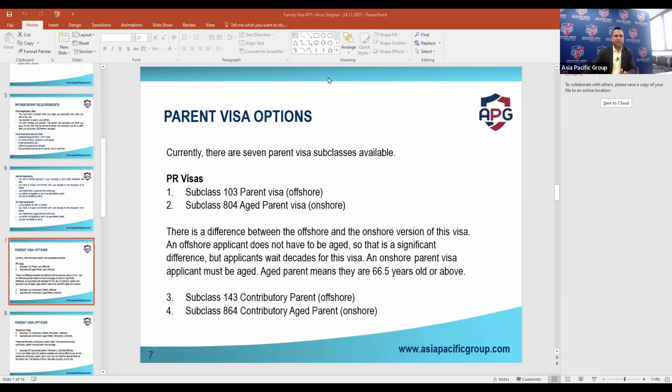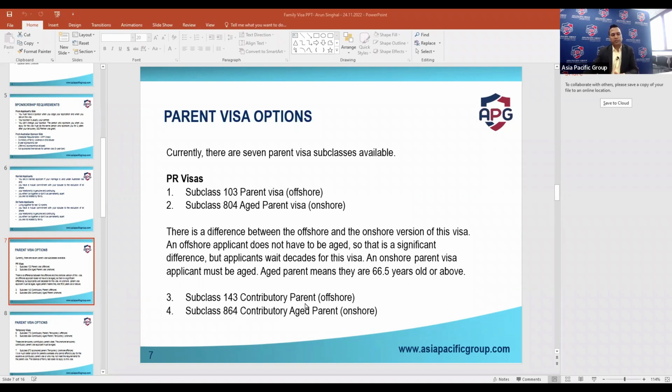The difference between the aged parent visa and the normal parent visa is that the aged parent visa can be applied for in Australia, and the parent will get a bridging visa for that application. For the 103 parent visa, which is an offshore visa application, even if the applicant is in Australia, they will not be eligible for a bridging visa. When we talk about aged, migration law specifies the age as 66.5 years old, so they are considered aged.